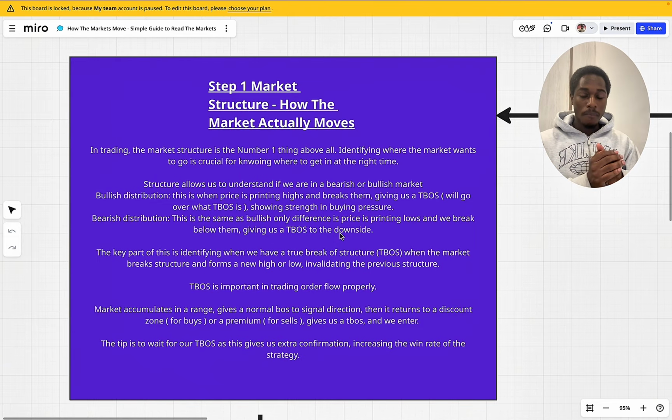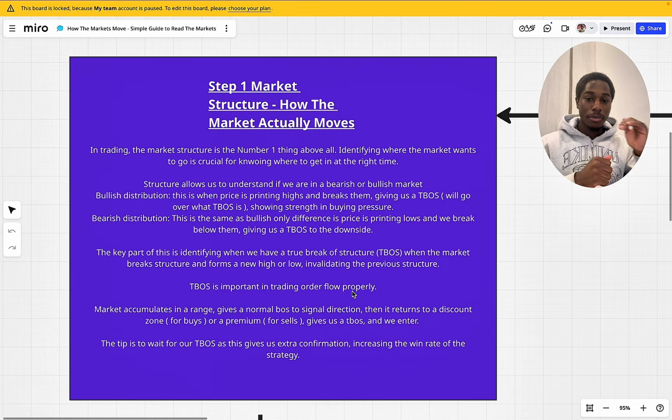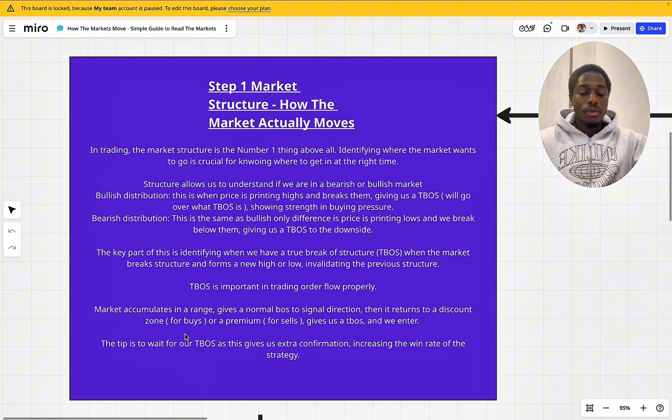Very, very simple. Now, this part is key in identifying when we have a true breakup structure: when the market breaks structure and forms a new high or a new low, validating the previous structure. The true breakup structure is very, very important in trading order flow properly. Why? Because the market likes to give a lot of fake moves. So when you understand what the true move is, when the market is actually breaking the structure to the downside or to the upside, this gives us a lot of insight on where the market wants to go for that given period of time.